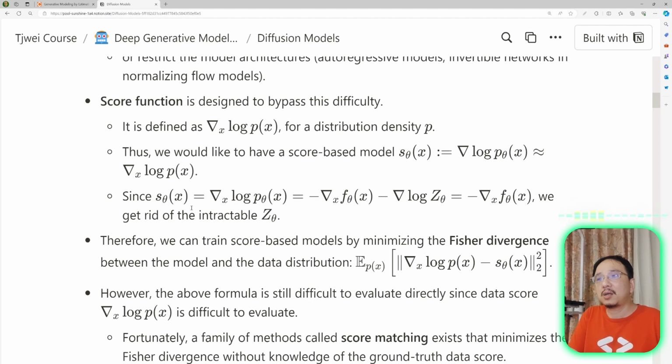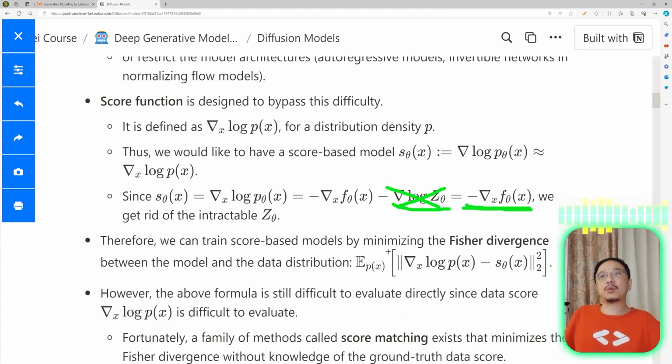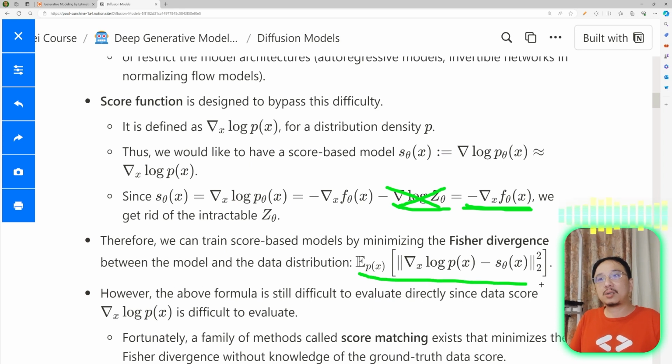Since we take the gradient with respect to x, and there's no x in z theta, z theta is a constant, so the gradient is 0. So we can get rid of this z theta and only need to compute this term. This is a good start, but we still need to calculate this as our loss. It turns out we can train this model by using the Fisher divergence. The Fisher divergence is this expression, which looks kind of like a mean square error.